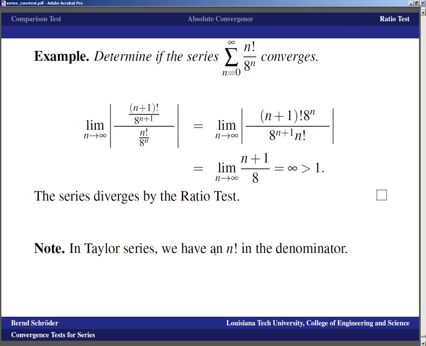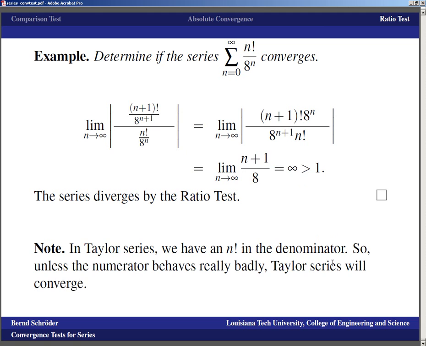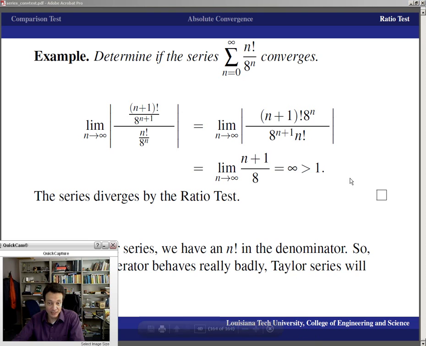Quick note, in Taylor series we will have an n factorial in the denominator. And if you had an n factorial in the denominator, then this computation would work with the reciprocal here essentially and would end up with a limit of 0, which would indicate convergence. And so that means unless the numerator behaves really badly, and that can happen, the Taylor series actually will converge, and we will see that as we talk about power series, which in the order in which I have lined this out for my text at least will be the next presentation.